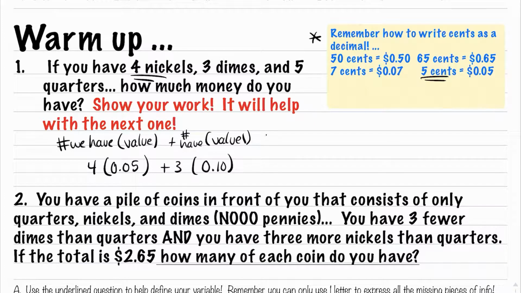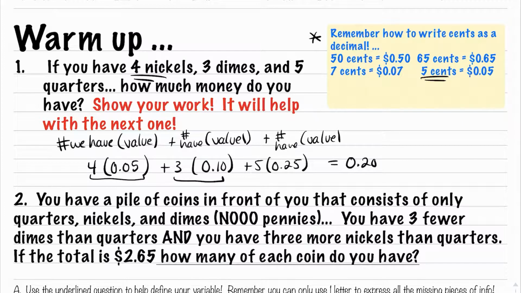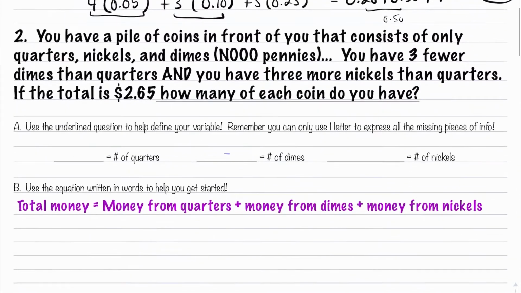The last thing we need to calculate, again, we take the number we have and multiply it by its value. We have 5 quarters, and each quarter is worth $0.25. At this point, we just multiply, and it's okay to use your calculator. 4 nickels is 20 cents. 3 dimes is 30 cents, so these add up to 50 cents. And then 5 quarters is $1.25, for a total of $1.75.